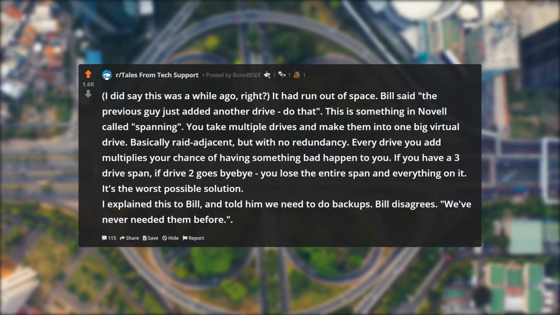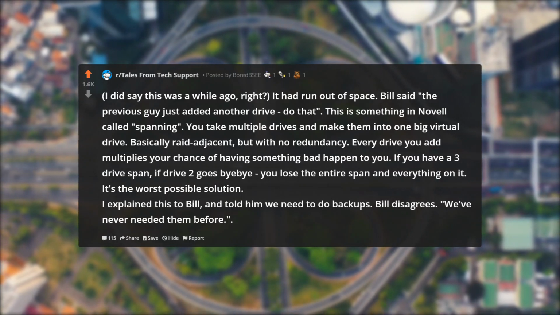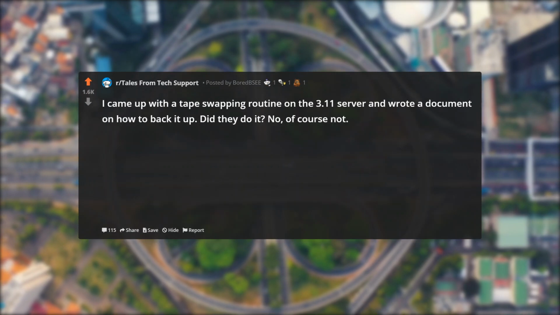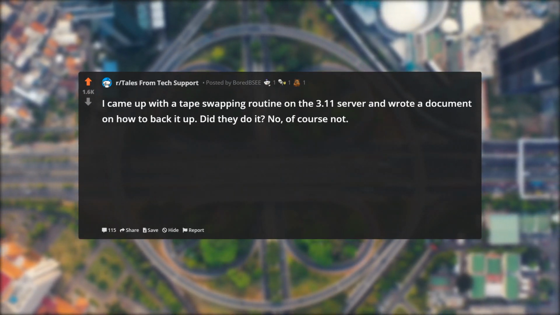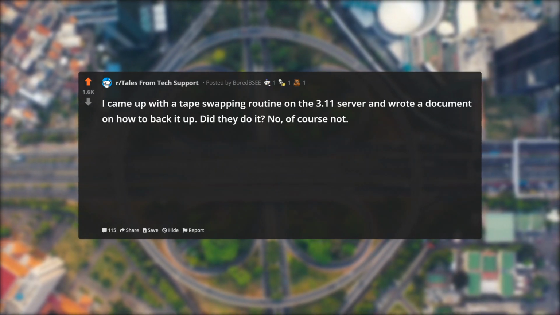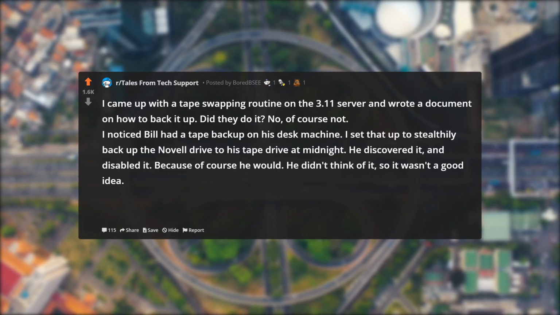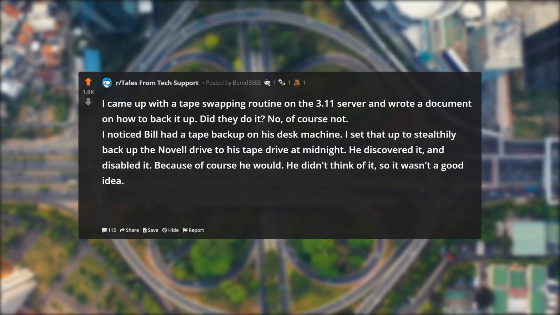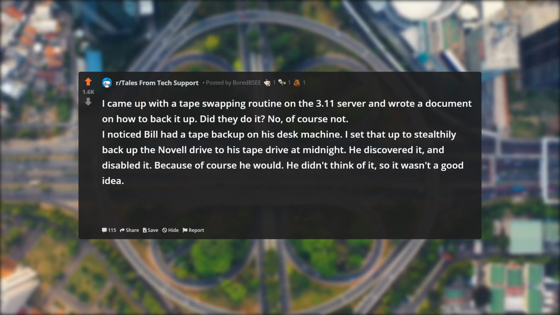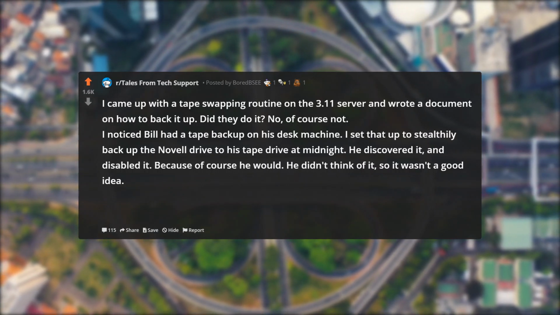I explained this to Bill and told him we need to do backups. Bill disagrees. We've never needed them before. I came up with a tape swapping routine on the 3.11 server and wrote a document on how to back it up. Did they do it? No, of course not. I noticed Bill had a tape backup on his desk machine. I set that up to stealthily back up the Novell drive to his tape drive at midnight. He discovered it and disabled it. Because of course he would. He didn't think of it, so it wasn't a good idea.